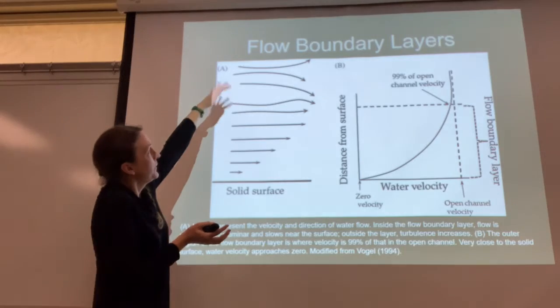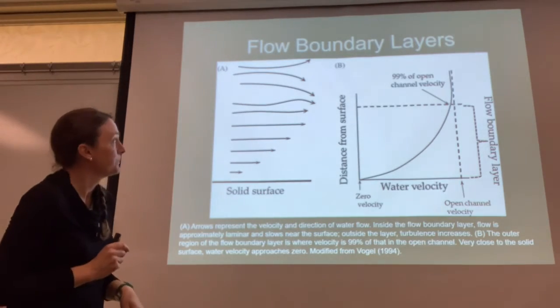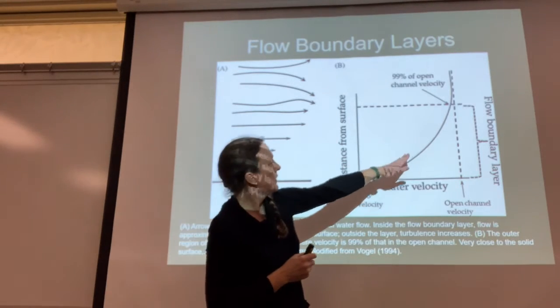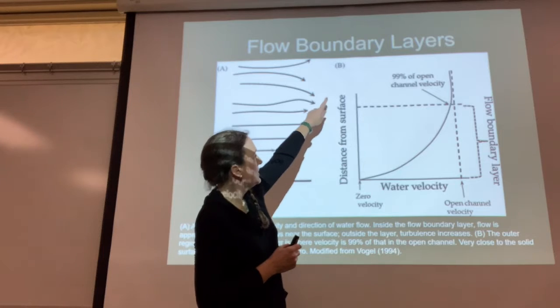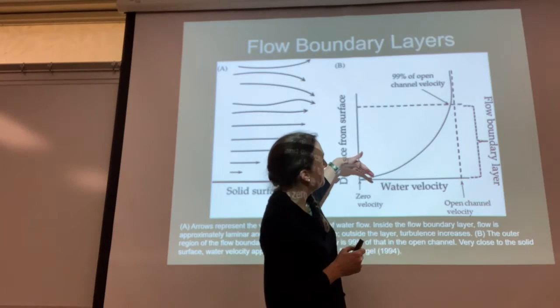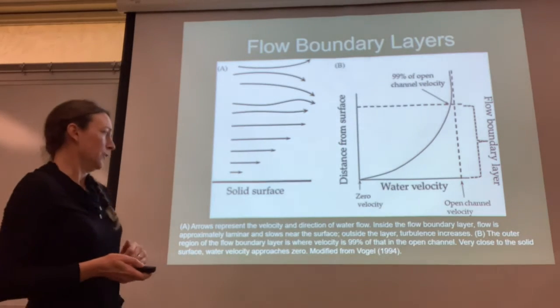And then at the top here, you get what's called turbulent flow. The flows start to become more turbulent. Okay, so as you go from zero velocity at the surface, you're increasing water velocity as you increase the distance from the surface. And then at some point you end up past the flow boundary layer and you get that turbulent flow.